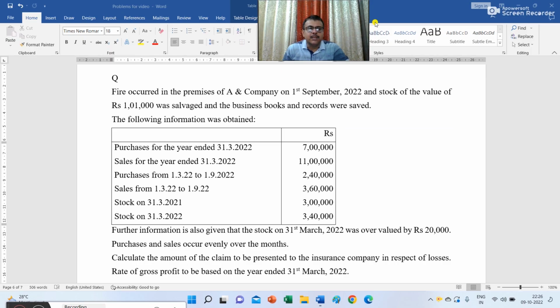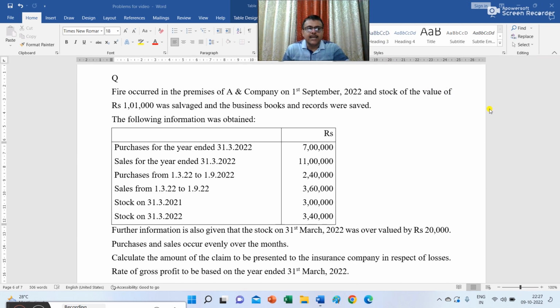Fire occurred in the premises of A & Company on 1st September 2022 and stock of the value of rupees 1,01,000 was salvaged and the business books and records were saved. The following information was obtained.